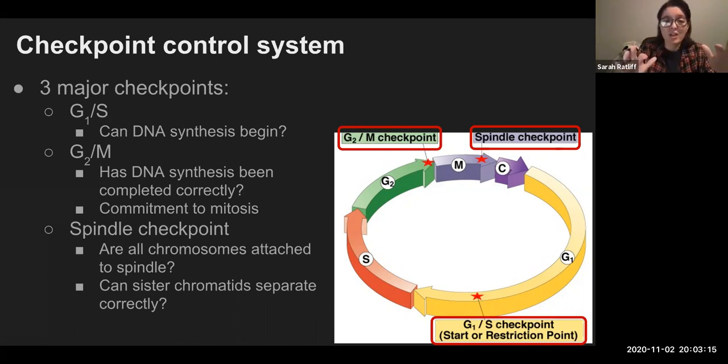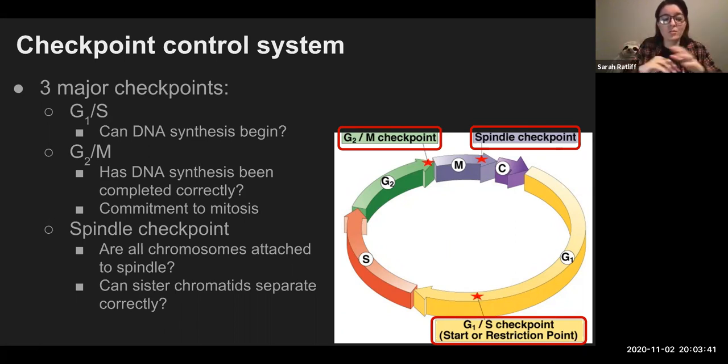So it's another checkpoint where if things aren't good, we got to stop. Mitosis is not going to happen. But if things are good, we're going to keep going. We're going to blast through that checkpoint. Let's get to mitosis. So we've got prophase, metaphase, anaphase, telophase, pause.